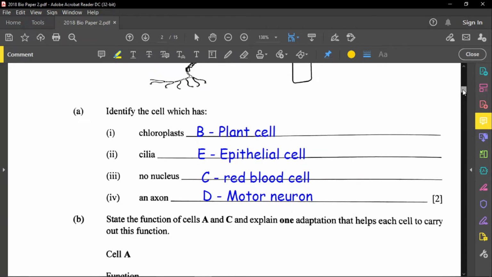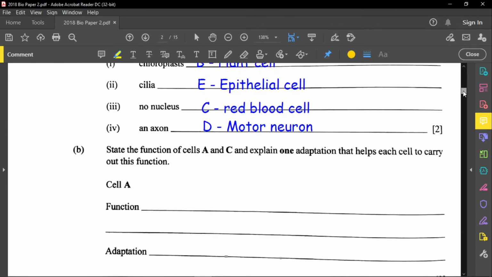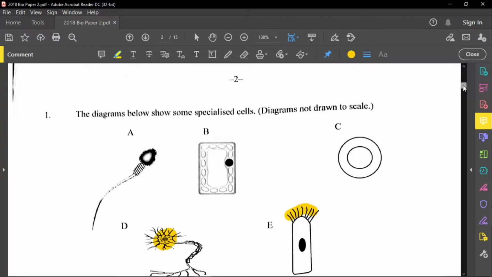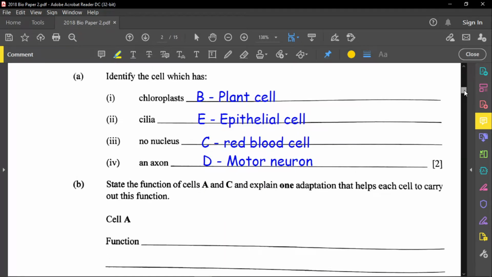All right, so let's move on to the other part of the question here. This one says, state the function of cell A and cell C and explain one adaptation that helps each cell to carry out this function. And so we're looking at cell A and C. So cell A, which is the sperm cell, and cell C, the red blood cell.